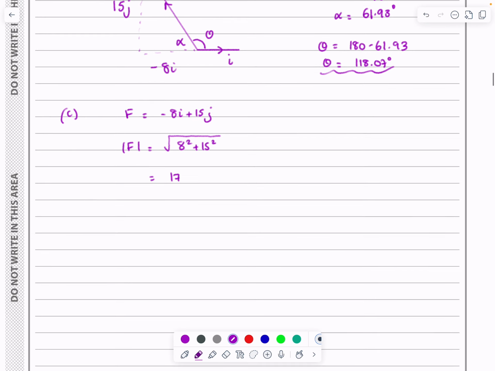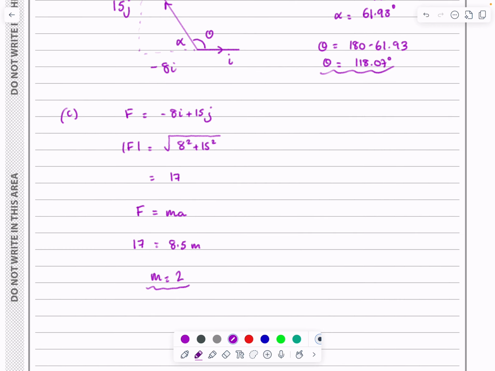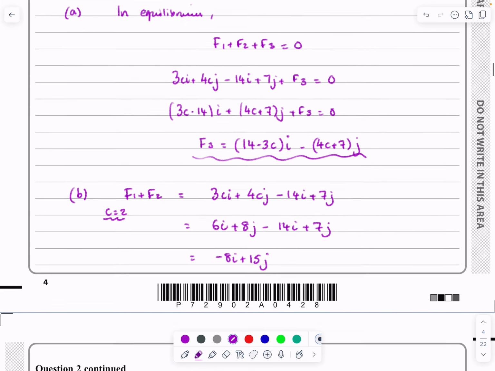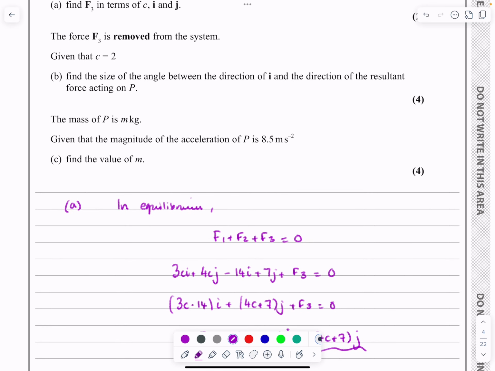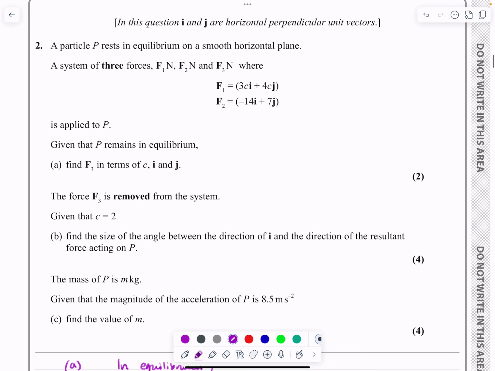And then we know F is equal to ma, and in this case, in terms of magnitude, 17 is equal to 8.5 times m, so m will be 17 divided by 8.5, well that works out to be equal to 2. So 17 divided by 8.5, m works out to be equal to 2. So again, relatively straightforward question number 2, hopefully that will make sense to you.